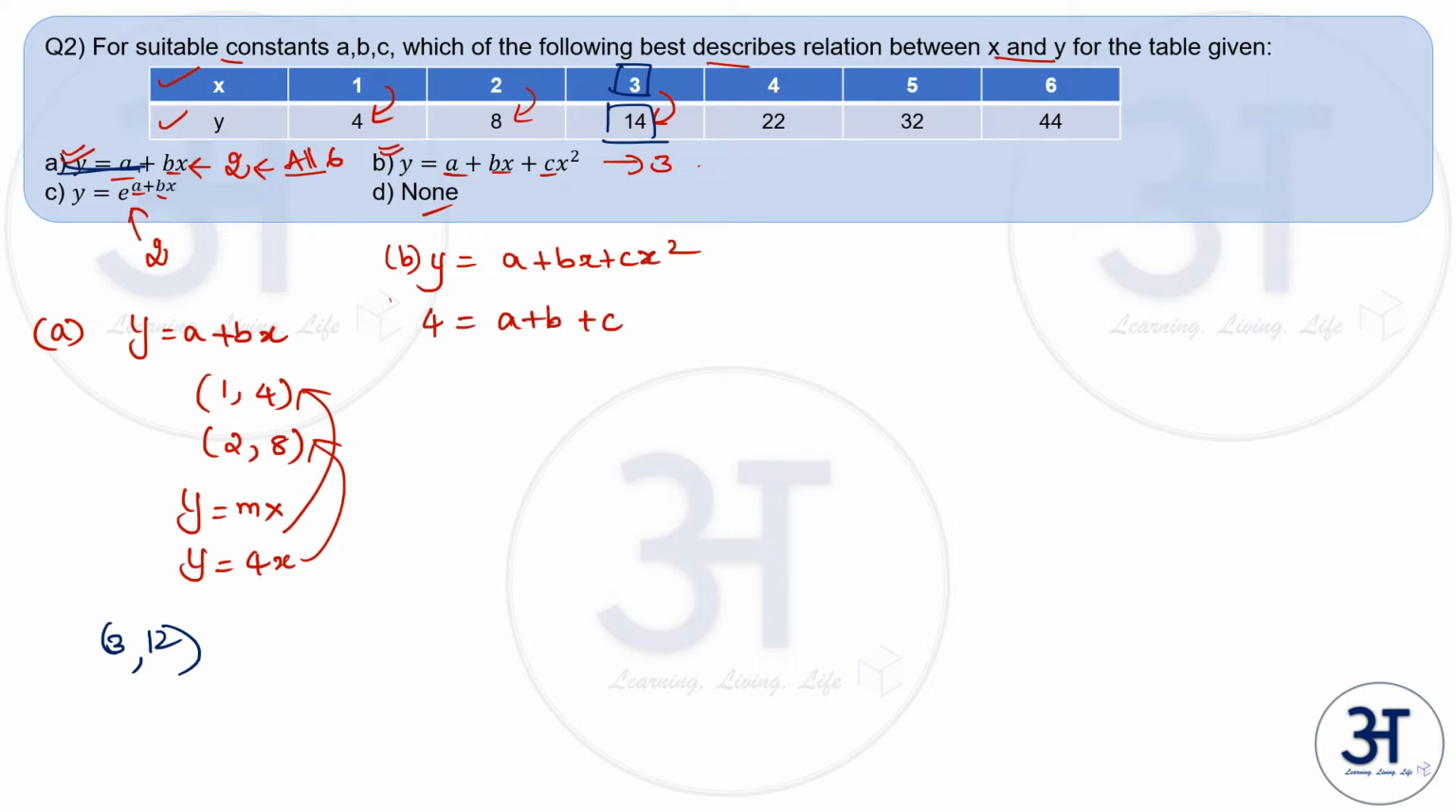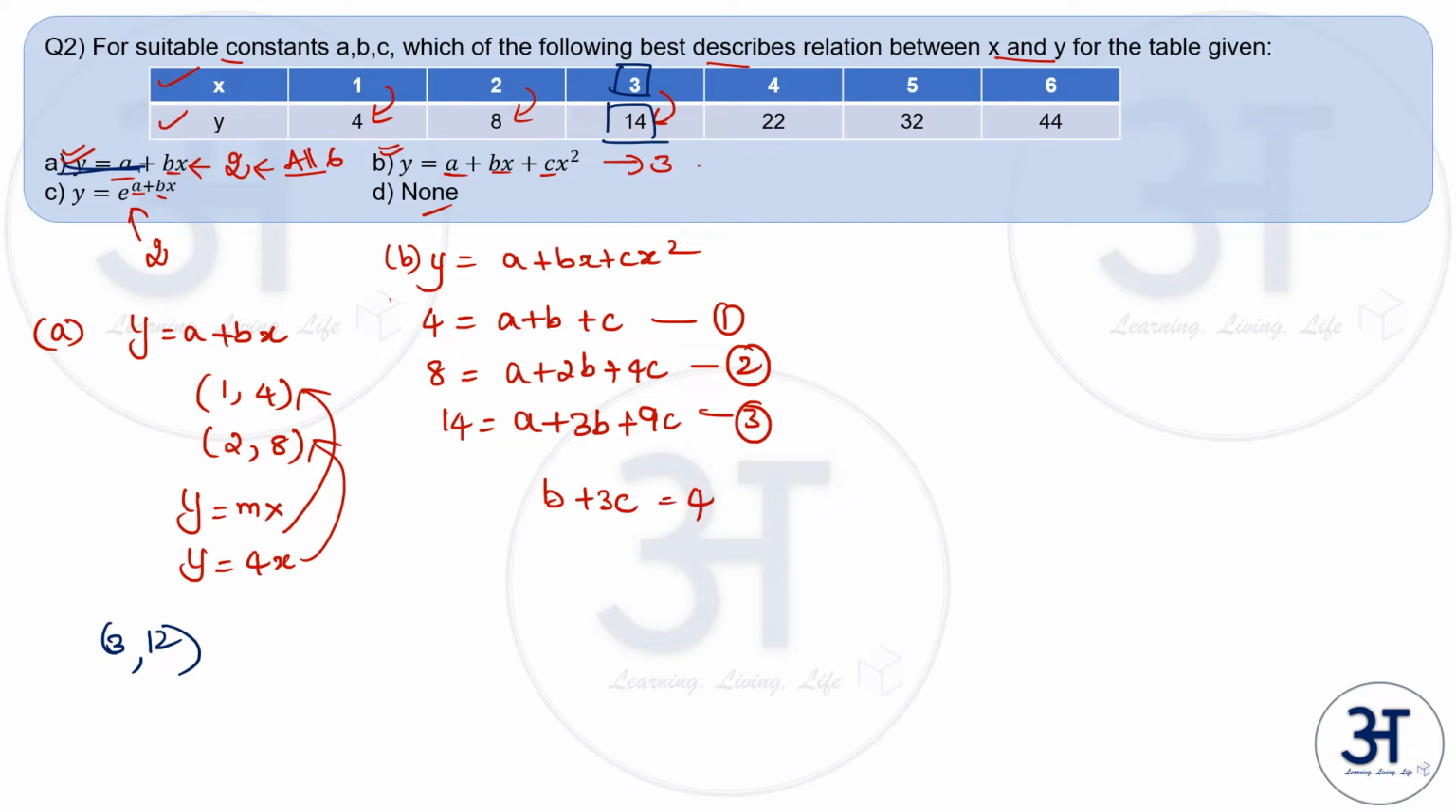Then we have y equal to 8, which gives 8 equal to a plus 2b plus 4c. Then we have y equal to 14, which gives a plus 3b plus 9c. So say this is equation 1, 2 and 3. Let me do 2 minus 1, then I'll get b plus 3c equal to 4.